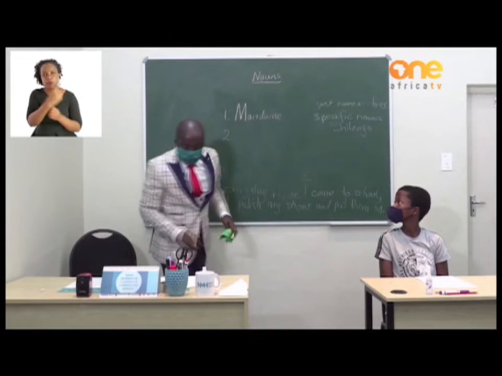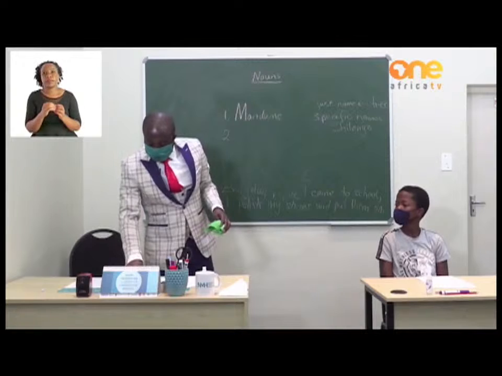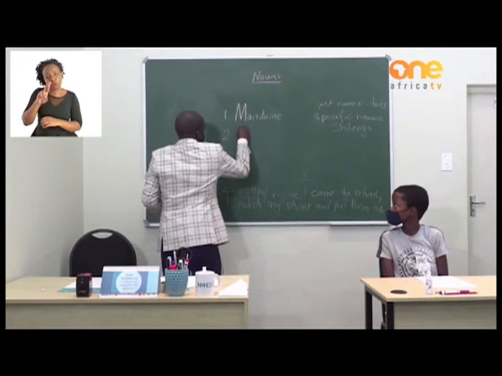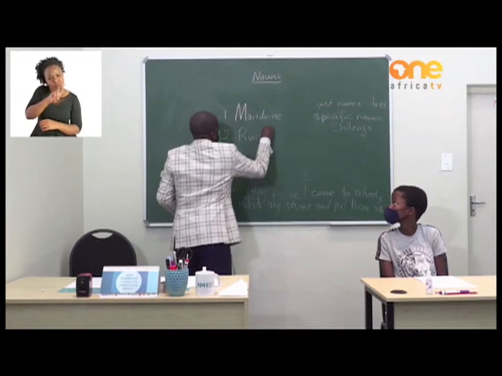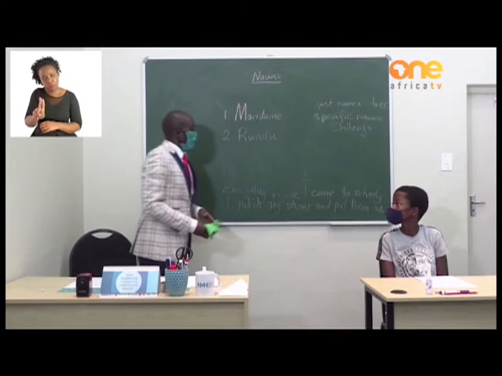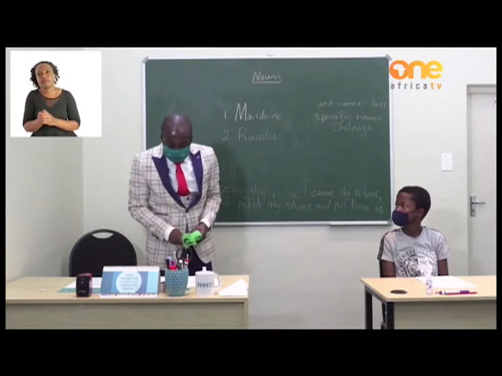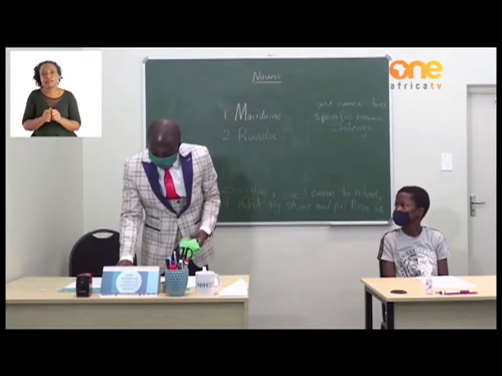Number 2, Mandume lives in a village outside of Rundu. Rundu, that's a name of a village, so it should have a capital letter. Right, let's now start reading and writing.